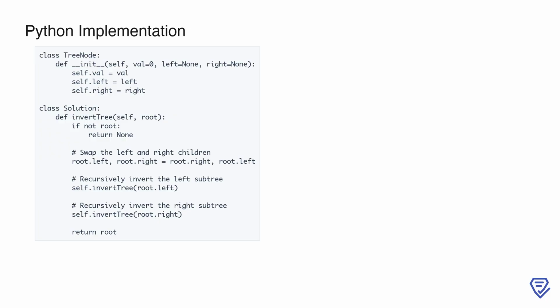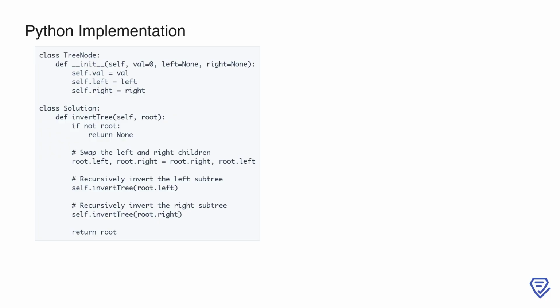The invertTree function is implemented within the Solution class. This function takes the root of the binary tree as input and returns the root of the inverted tree as output. Let's break down the steps. 1. Base case check. If the input root is None, i.e., the tree is empty or we reach a leaf's child, the function immediately returns None. This serves as the termination condition for the recursion.